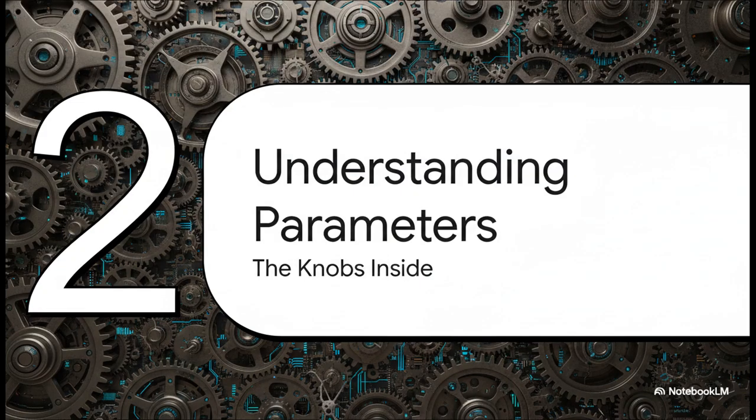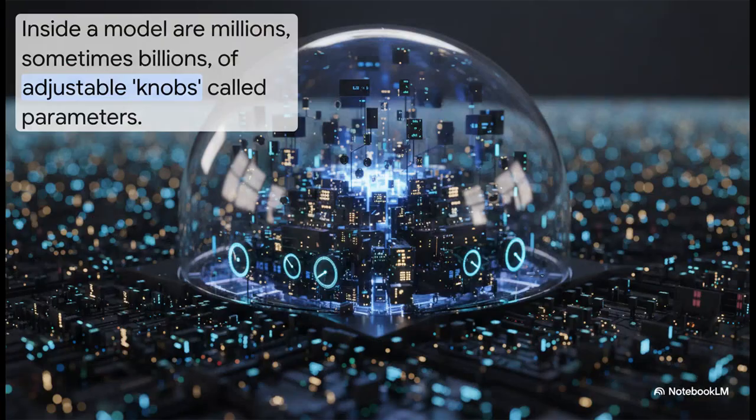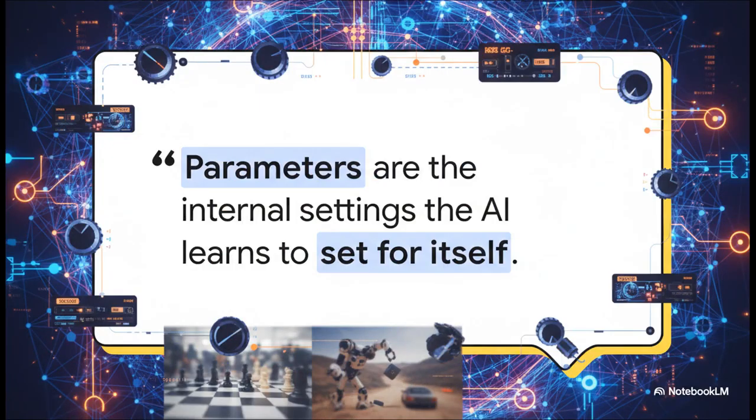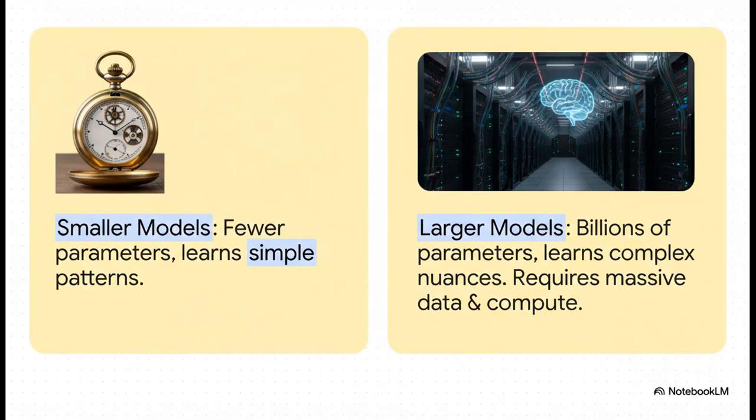So if the model is the machine itself, what are all the little gears turning inside? Well, that brings us right to our next key term, parameters. Imagine this. Inside every single AI model, there are millions, sometimes billions, of tiny adjustable knobs. Now, obviously, these aren't physical knobs you can turn. They're actually numerical values that the model can tweak to fine-tune its behavior.